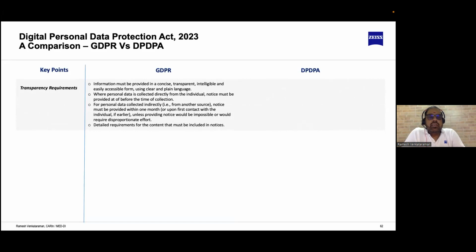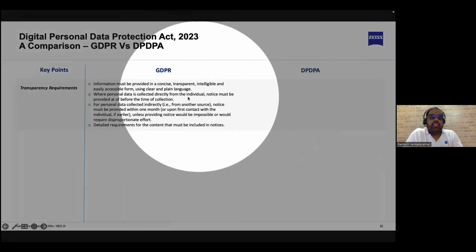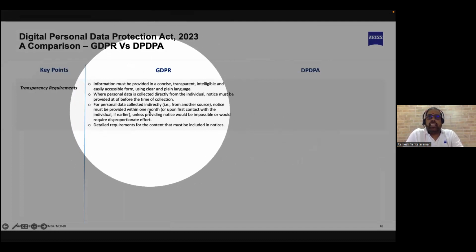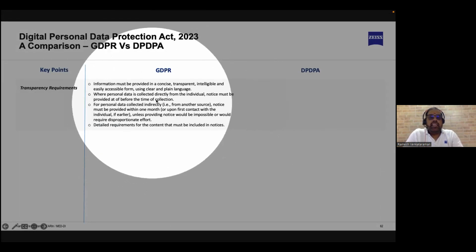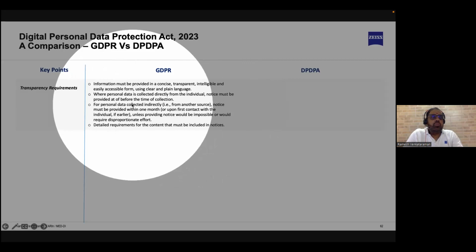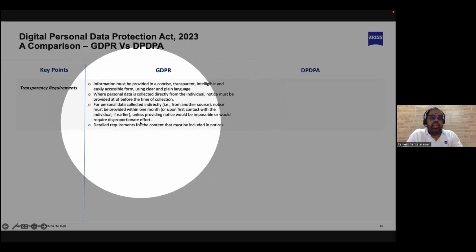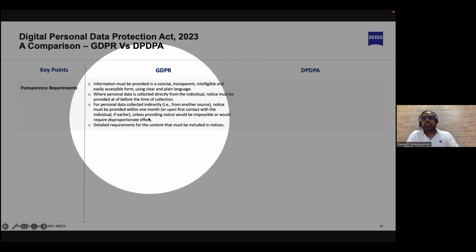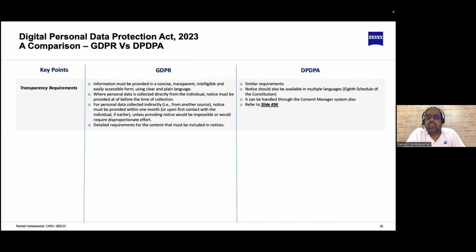Transparency requirements. Information must be provided in a transparent, intelligible, easily accessible form using clear and plain language, right? At the time of collecting the data from me, I need to be educated, and we also said that for what purpose you are collecting, etc. Where personal data is collected directly from the individual, notice must be provided at or before the time of collecting the data. Where personal data is collected indirectly, say I'm downloading a profile from LinkedIn, just as an example, then on the first instance, please go back to that data principal or data subject and get his or her consent.